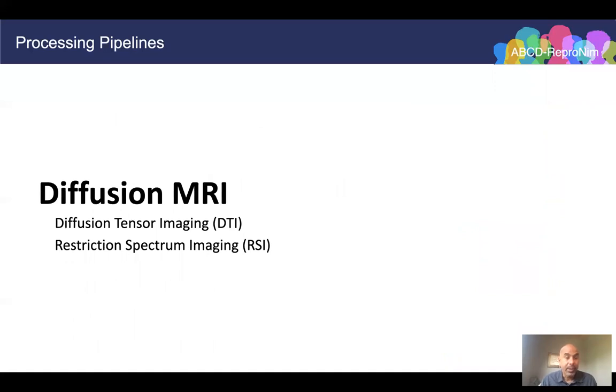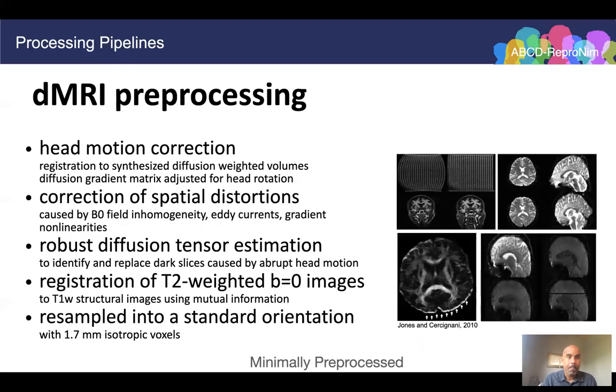For diffusion tensor imaging and restricted spectrum imaging, okay, processing here, again, is relatively traditional: head motion correction, correction of spatial distortions, a robust diffusion tensor estimation, and registration of T2 weighted B0 images, and these are all resampled into standard orientation.